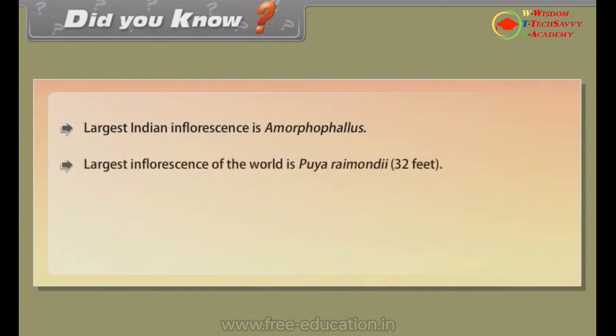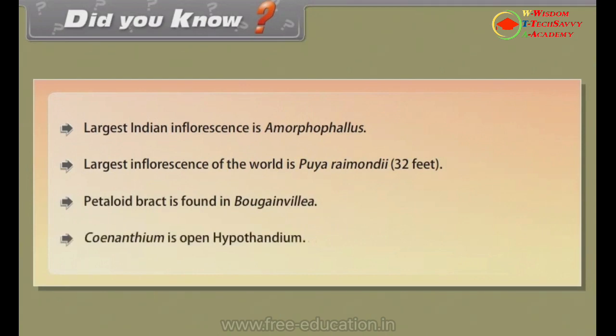Did you know the largest Indian inflorescence is Amorphophallus? The largest inflorescence of the world is Puya raimondii, 32 feet. Petaloid bract is found in Bougainvillea. Synanthium is open hypanthodium.